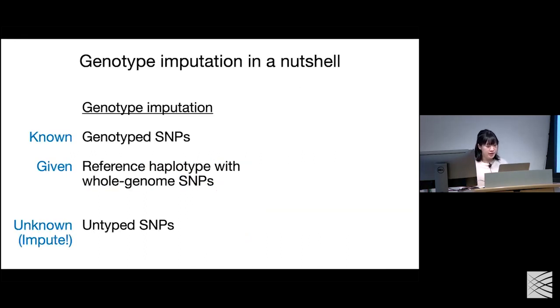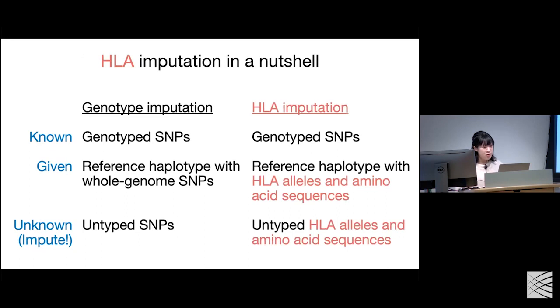So in genotype imputation, from genotyped SNPs, and given the reference panel with whole genome SNPs, like 1,000 Genomes Project genotypes, we can statistically infer or impute untyped whole genome SNPs to perform GWAS. But in HLA imputation, from the same genotyped SNPs, and given the reference panel with SNPs, HLA alleles, and amino acid sequences, the goal is to statistically impute the HLA alleles and amino acid sequences to fine map the disease-driving HLA alleles.